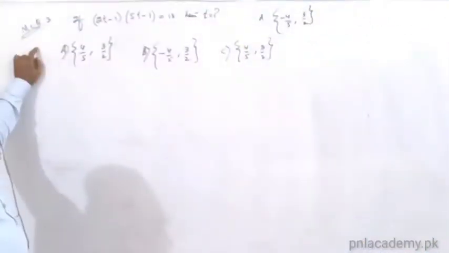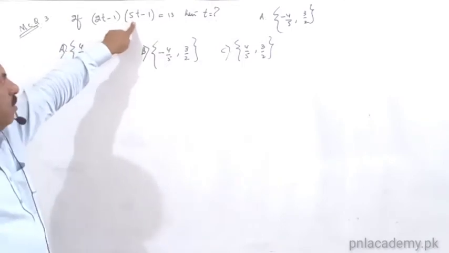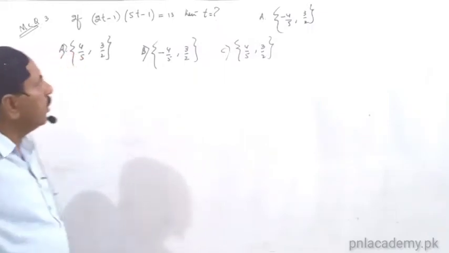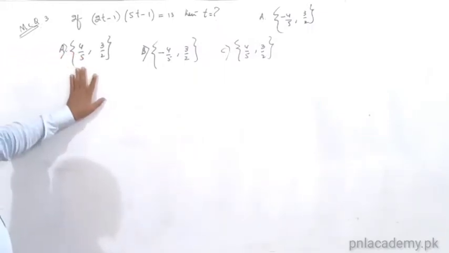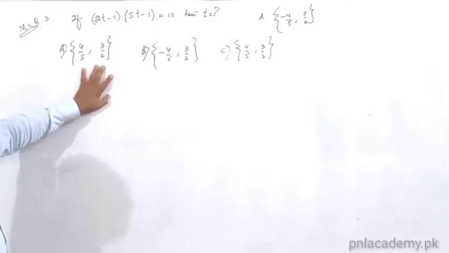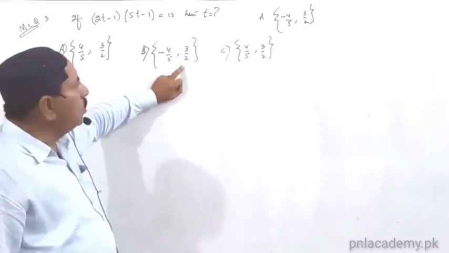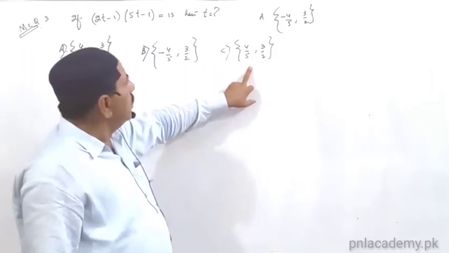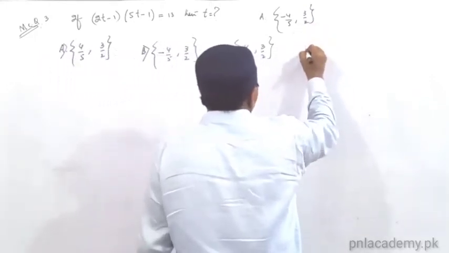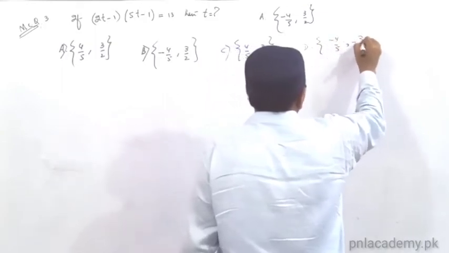This is MCQ number 3: if 2t minus 1, 5t minus 1 is equal to 13, then what should be the value of t? The options are 4 upon 5 comma 3 upon 2, which means these both are the roots of the given equation; minus 4 upon 5 comma 3 upon 2; 4 upon 5 comma 3 upon 2; and also you can write the option minus 4 upon 5 comma minus 3 upon 2.